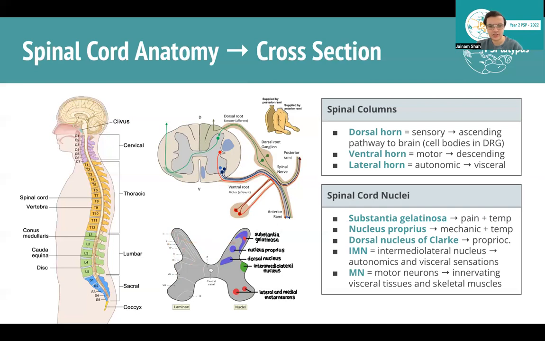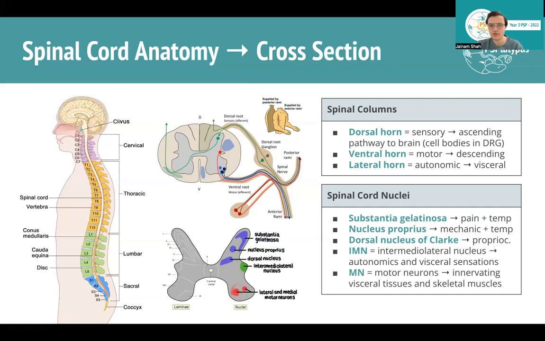The substantia gelatinosa, this top bit here, is responsible for pain and temperature sensation. So this is where those neurons will traverse through. The nucleus proprius, this other blue section here, is responsible for sensation of mechanical touch as well as temperature. The dorsal nucleus of Clark, this little bit here, is responsible for proprioception. The IMN, or intermediolateral nucleus, this green section, as we discussed, is where that lateral horn is. That's where autonomics and visceral sensation really take authority.